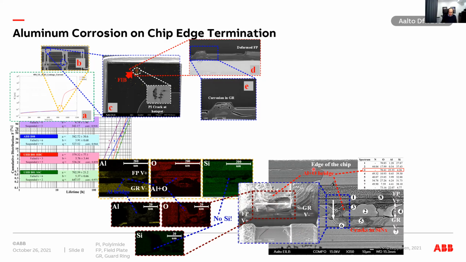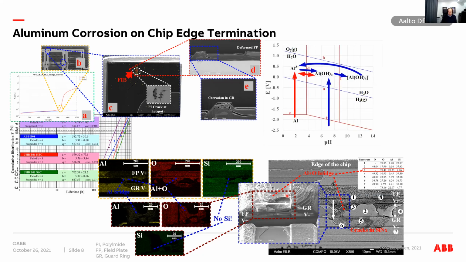It's even cracked in some places, like here, and actually here. But that's really clear, that there is a bridging corrosion structure forming here. So what can explain this?